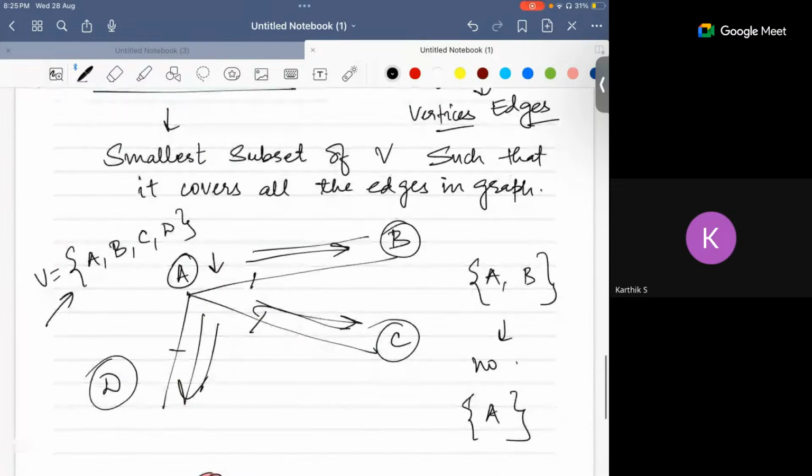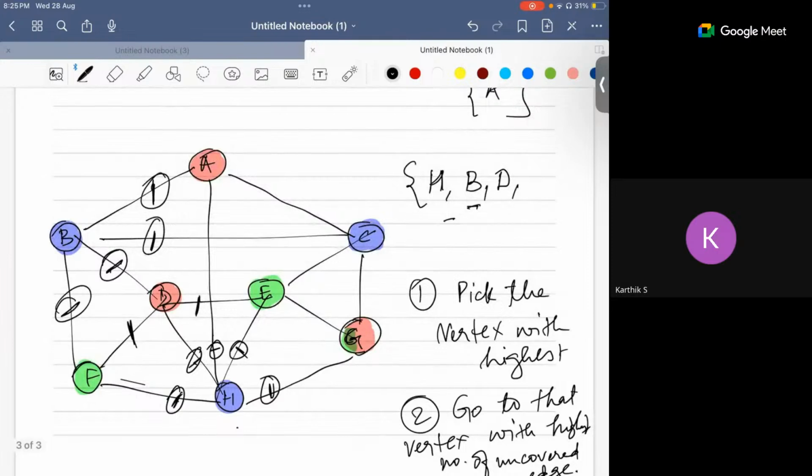So minimum vertex cover, the concept is simple. Out of whatever vertices are there in your graph, you just have to take out the combination with the smallest cardinality. You have to take out the subset of your vertices. For example, for this graph we were having 8 edges and 8 vertices. You have to take out the smallest number of vertices such that all the edges are covered. That is what you have to do here.